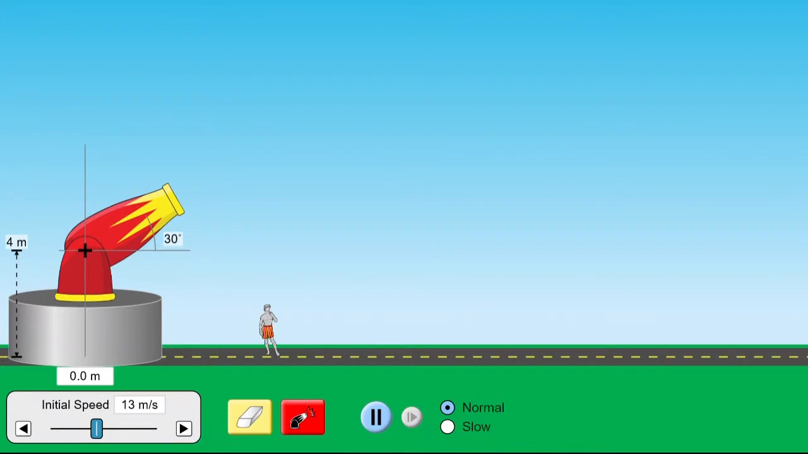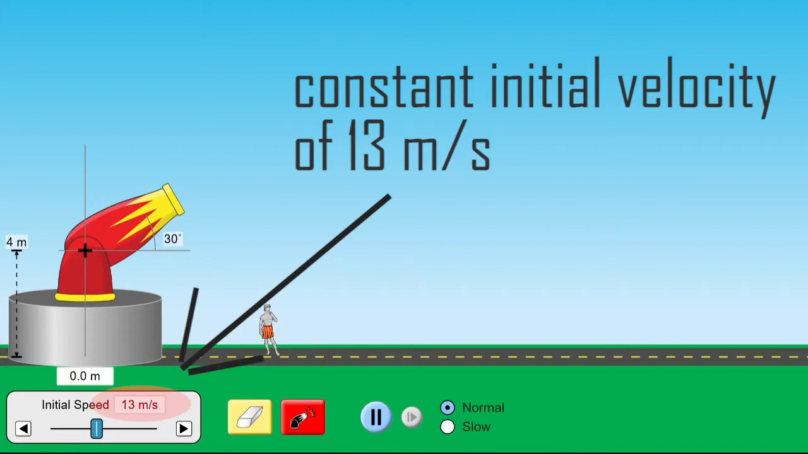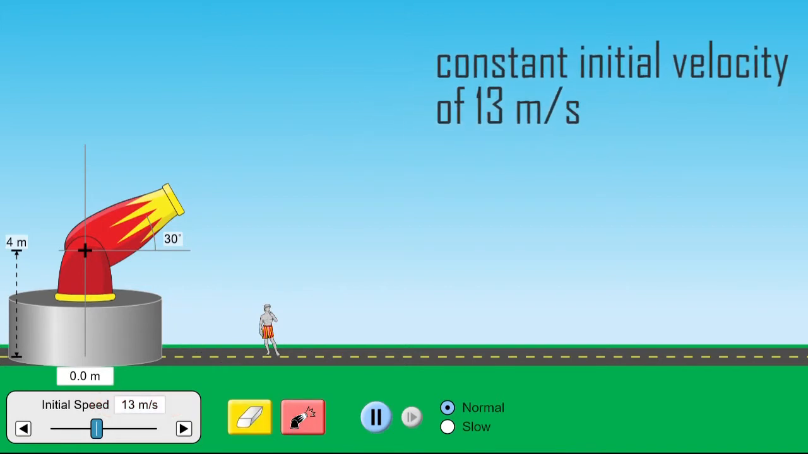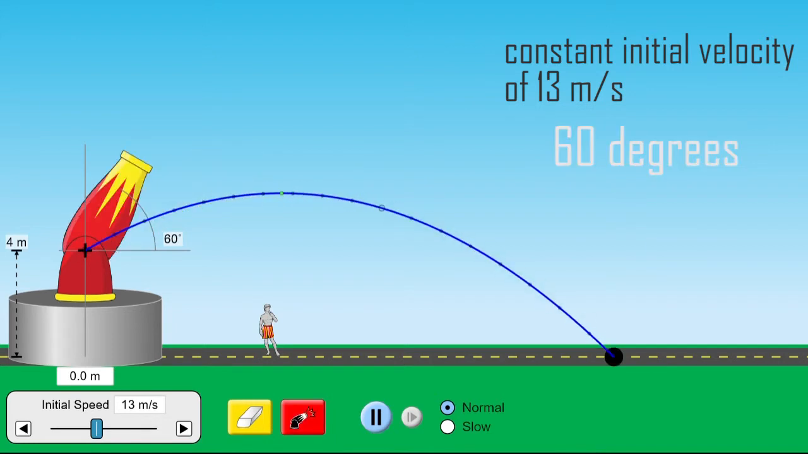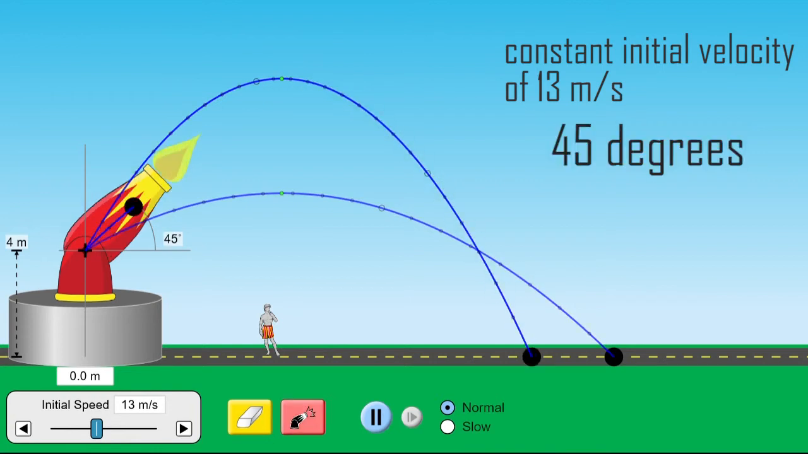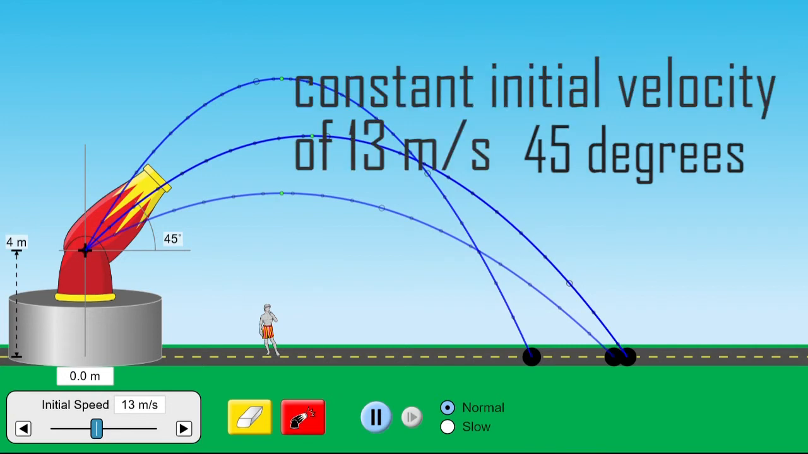To further elaborate on the angle of approach, here's a demonstration with the initial velocity at a constant 13 meters per second with 3 different angles. The first shot will be at a 30-degree angle, the second shot at a 60-degree angle, and the last shot at a 45-degree angle of approach. It can be observed that the last shot traveled further. It is because 45 degrees is the golden angle in projectile motion. It is at this angle where projectiles are able to travel the farthest.